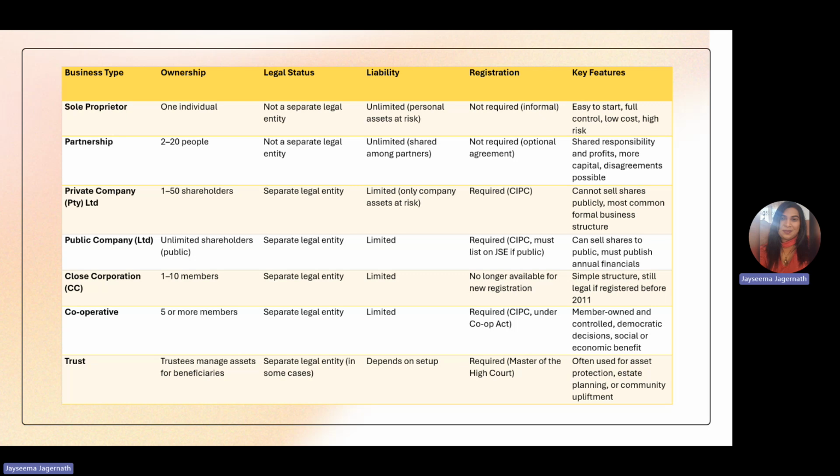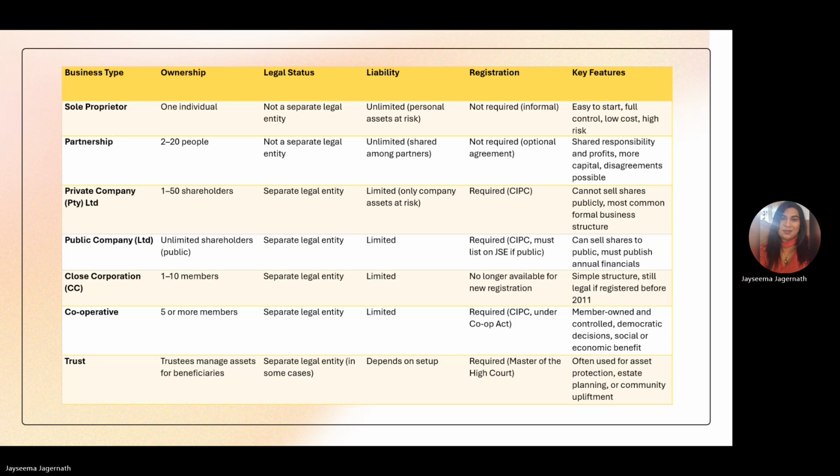So if a company is publicly registered, then all their financials must be available to the public, okay? Because people are purchasing on the JSE. Your private companies cannot sell shares publicly, and it is one of the more common business structures that we have around.